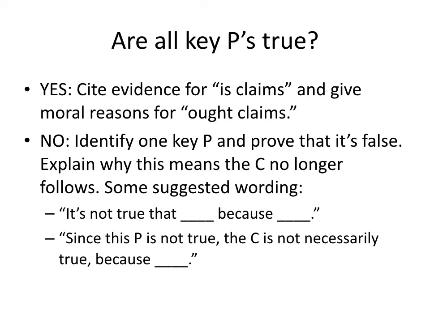And then this secondary bullet here: "Since this premise is not true, the conclusion is not necessarily true because," and then that's where you have to explain how the failure of that premise that you've identified means that now the argument can't support its conclusion. Okay, this is a lot and it's hard to think about it in the abstract. So I've got some examples coming up and I'll show you how this can look in practice, and I think that'll be really helpful.